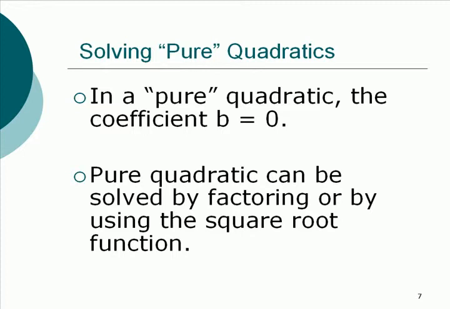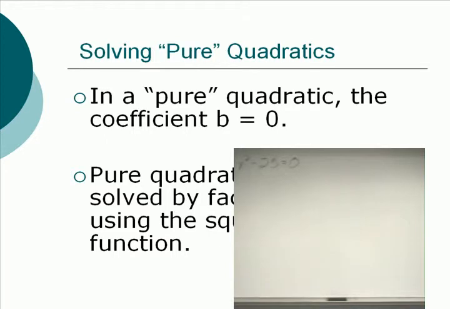Now, we can solve pure quadratics by factoring or by using the square root function. And we're going to do an example now, and I'm going to show you both methods of doing that. 4x squared minus 25 equals 0. Let's solve this by factoring and by using the square root function.